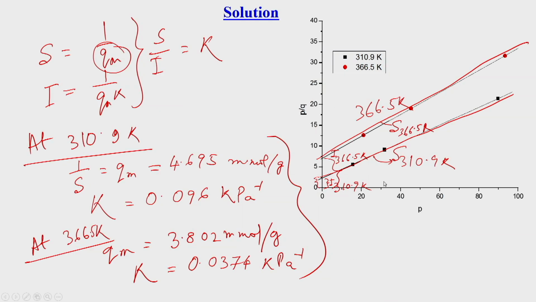So now we have this q m for 2 temperatures. For 310.9 Kelvin we have q m equal to 4.965 and k equal to 0.096. For 366.5 Kelvin, 3.802 and k value as 0.0374. Now we have to get the isosteric heat of adsorption values.